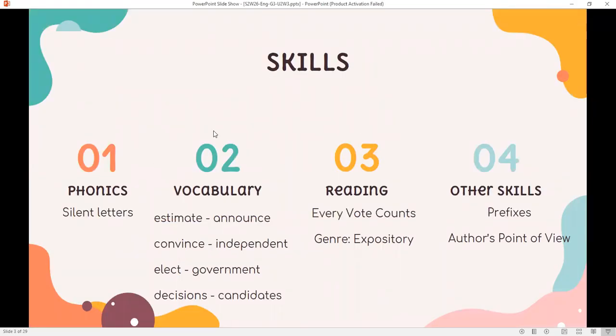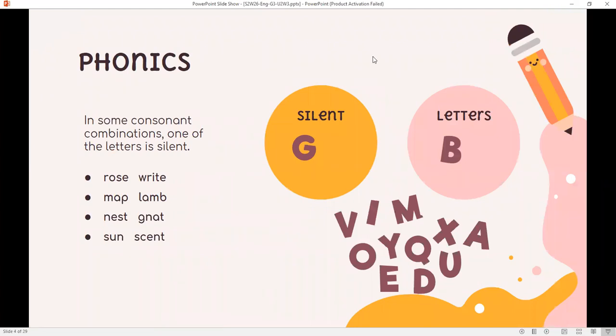Let's start with what are the skills covered. The first section is about phonics, silent letter. Then we will move on to vocabulary, then to the reading lesson. And at the end, we have some other skills that we need to practice. The phonics. In the phonics lesson, as we said, it's about silent letters. In some consonant, okay, we're talking about consonant combinations. One of the letters is silent, okay? As you can see here, for example, the W and R, M and B, G and N, S and C.